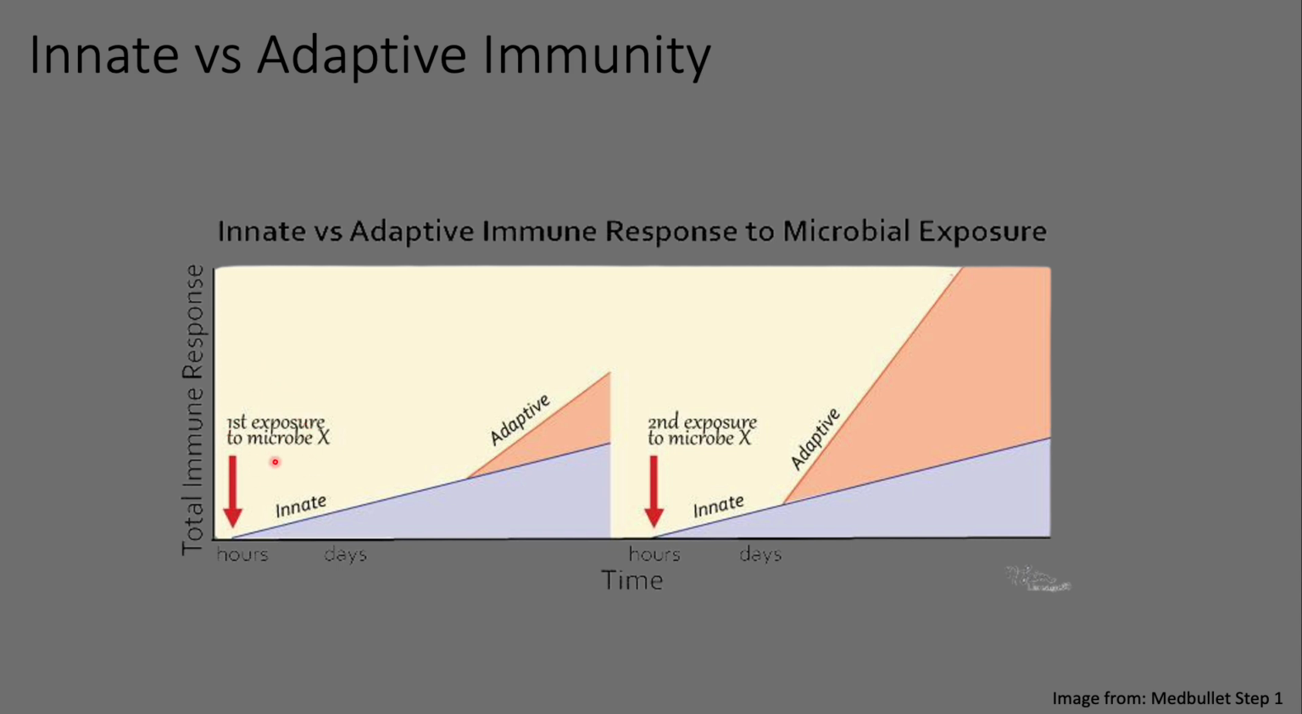We have our first exposure to microbe X, and we can see, within the hours, our innate immune system is going to kick in. All those innate cells that we saw in the previous slide, the macrophages and whatnot, all those myeloid progenitor cell types are going to kick in our innate immune system. And they're going to begin to mount a response and work on eliminating that microbe.